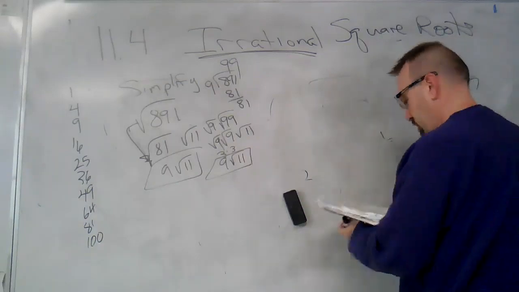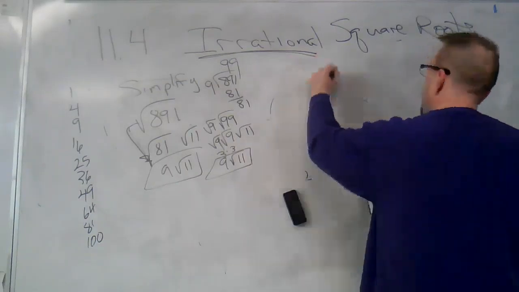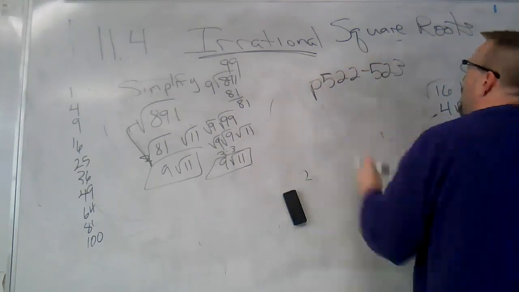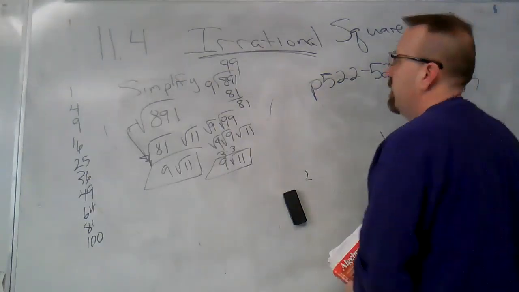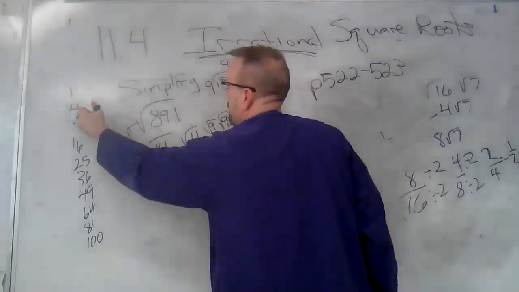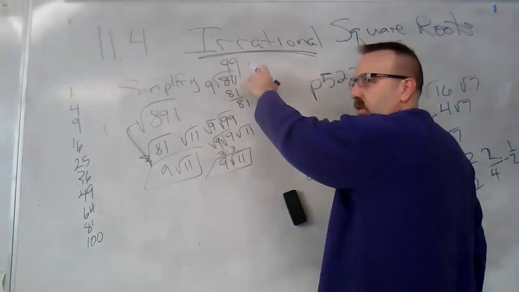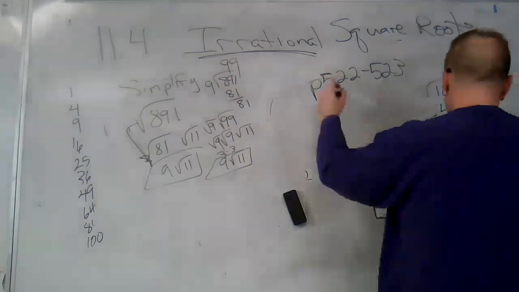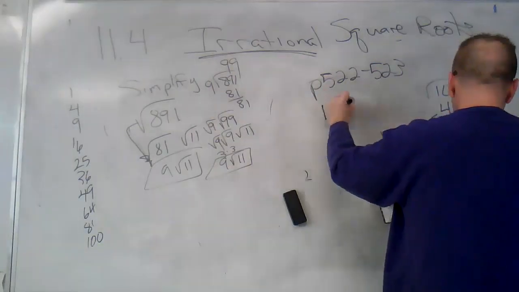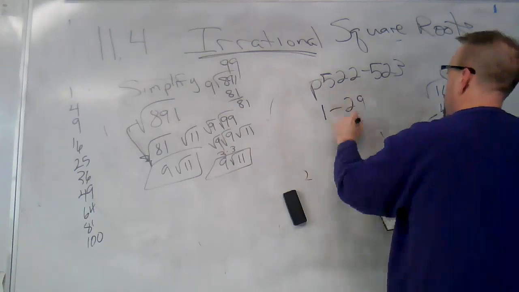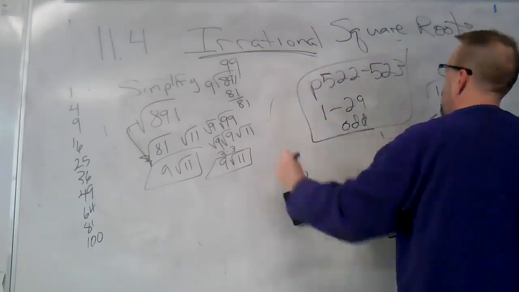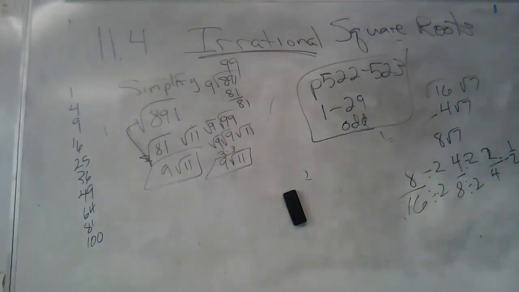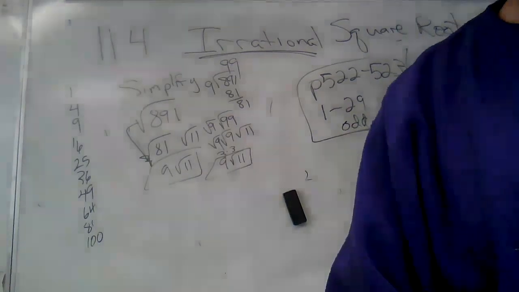Okay, so page 522, 523. And again, you won't have a calculator. So sometimes finding the smaller one might be easier because then you'll have to do your division over on the side anyway. So 522, 523, 1 to 29 odd.